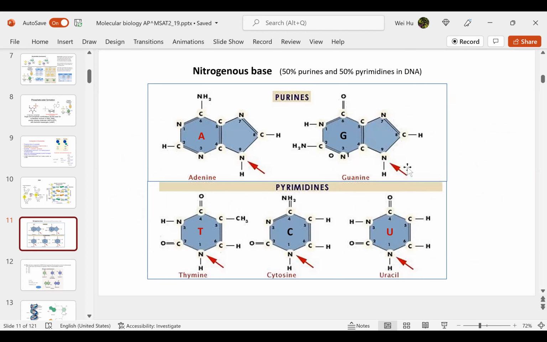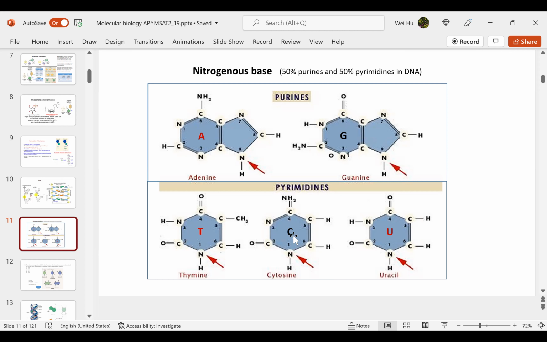Now let's talk about your nitrogen bases. We already talked about the 2 types. One ring is pyrimidine: T, C, U. Purine, you have A and G, and you have 2 rings. So in the DNA, they pair: A pairs with T, G pairs with C.